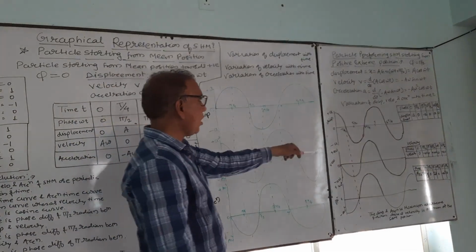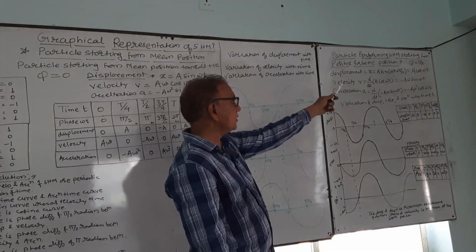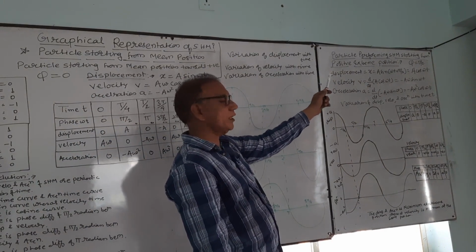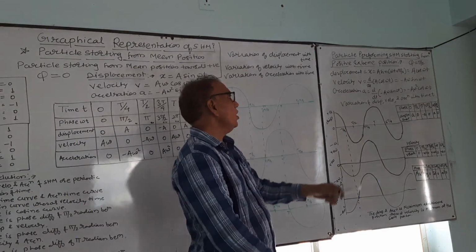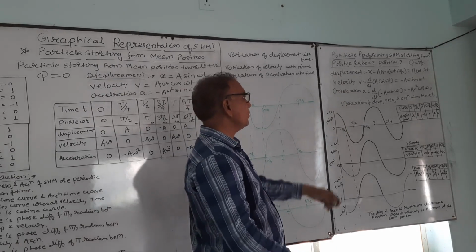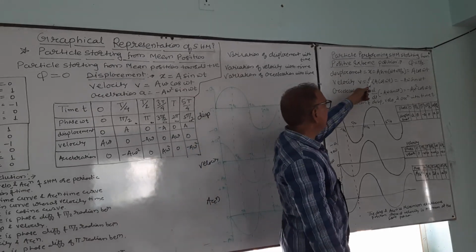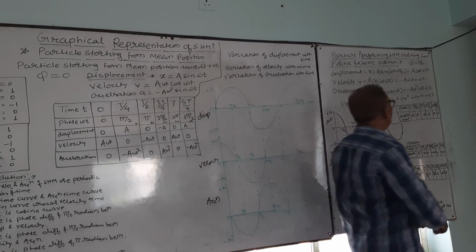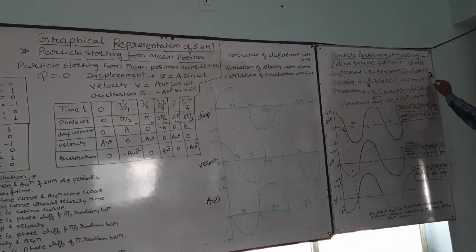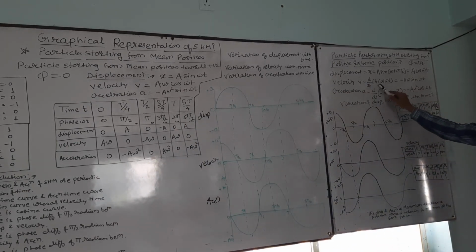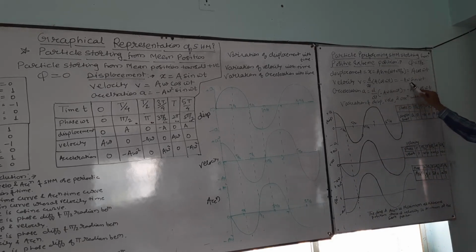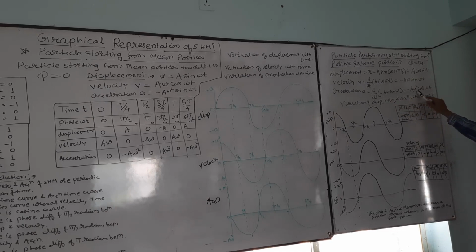Now you have to draw the shape for a particle performing SHM starting from the positive extreme position, where phi is equal to pi by 2. First equation, displacement x is equal to a sin of omega t plus pi by 2, which is equal to a cos of omega t. Velocity v is equal to dx by dt, and the derivative of a cos of omega t is minus a omega sin of omega t. Acceleration a is equal to d by dt of minus a omega sin of omega t. This differentiation gives minus a omega square cos of omega t.